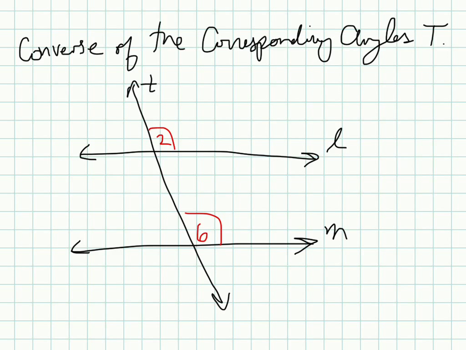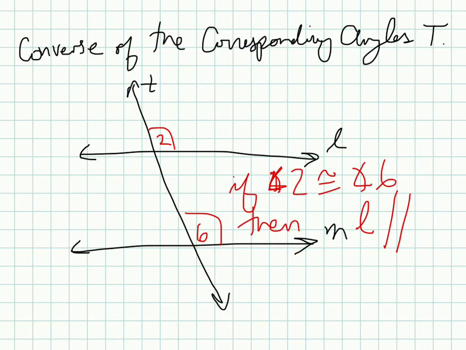And so the converse says if angle 2 is congruent to angle 6, then you could say line L is parallel to line M. And this is the notation to say line L is parallel to line M. So that's that notation there. This is going to be the kind of groundwork when we get into proofs of these other theorems. This is what we need to prove.